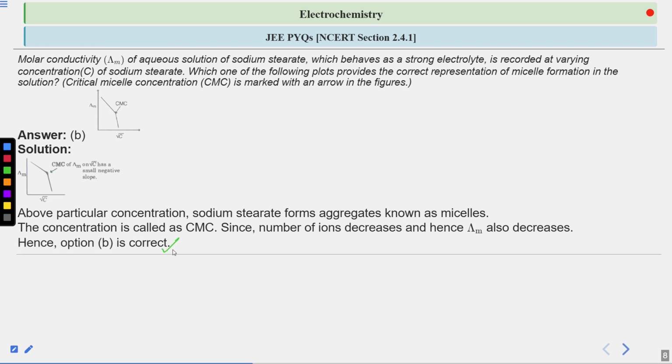Hence option B is the correct answer. This graph correctly shows the critical micelle concentration, which is marked by the given arrow. So option B is the correct answer. Okay, let's move on to the next question.